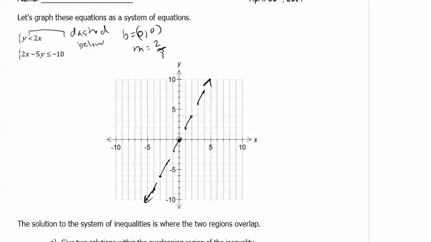Now I'm going to do my shading. Let's pick a highlighter. I'm going to use yellow this time. I'm going to shade below. The line is pointing in a positive direction, so under the line would be just to the right side. Now I'm going to shade the second inequality.